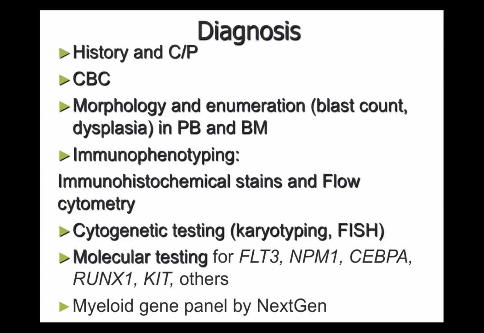And every case of leukemia is sent for cytogenetic testing. So we have 2 types, either the conventional or FISH. Conventional karyotyping, and then FISH is fluorescent in situ hybridization. We also do molecular testing for every case of leukemia, to detect the different mutations. We have a myeloid gene panel that includes 54 of the most common genes that are mutated in acute myeloid leukemia, and we test those by next-gen.